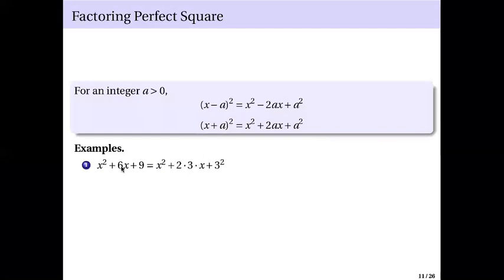You can rewrite this 6x as 2 times 3 times x. And then the 9, it's 3 squared. So in here, you can see that this is of the form x squared plus 2ax plus a squared with a equals 3, correct? So this guy here and this guy here. And therefore, you can now write this as (x plus 3) squared.